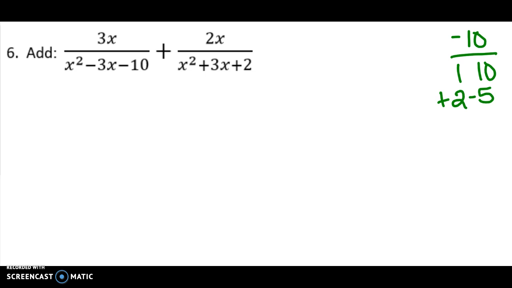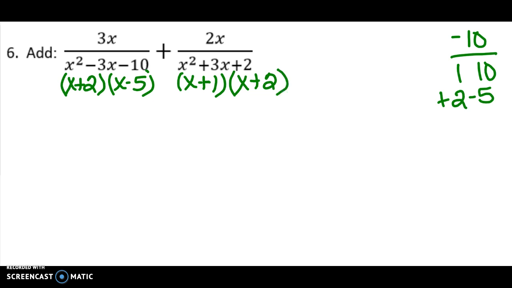So I'm going to write that here, x plus 2, x minus 5. All right, now the second one, we need factors of 2 that add to 3. Well, there's only one factor pair of 2, 1 and 2, and that adds to 3. So we can go ahead and factor that: x plus 1, x plus 2.